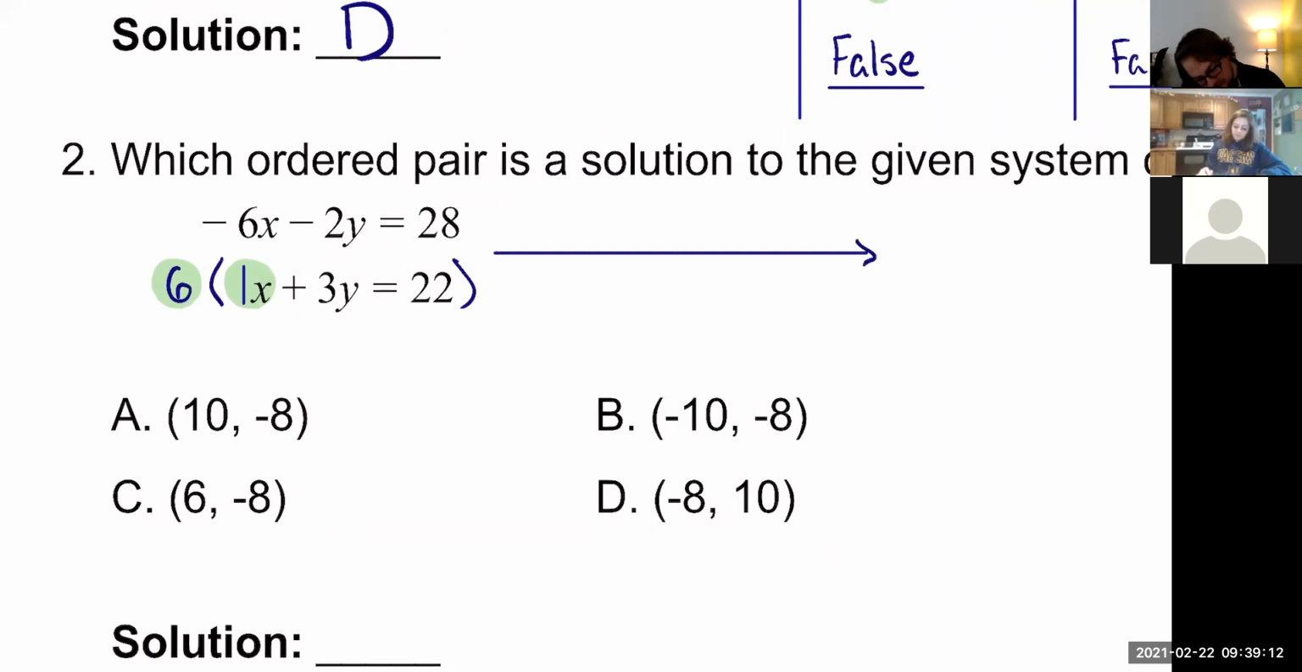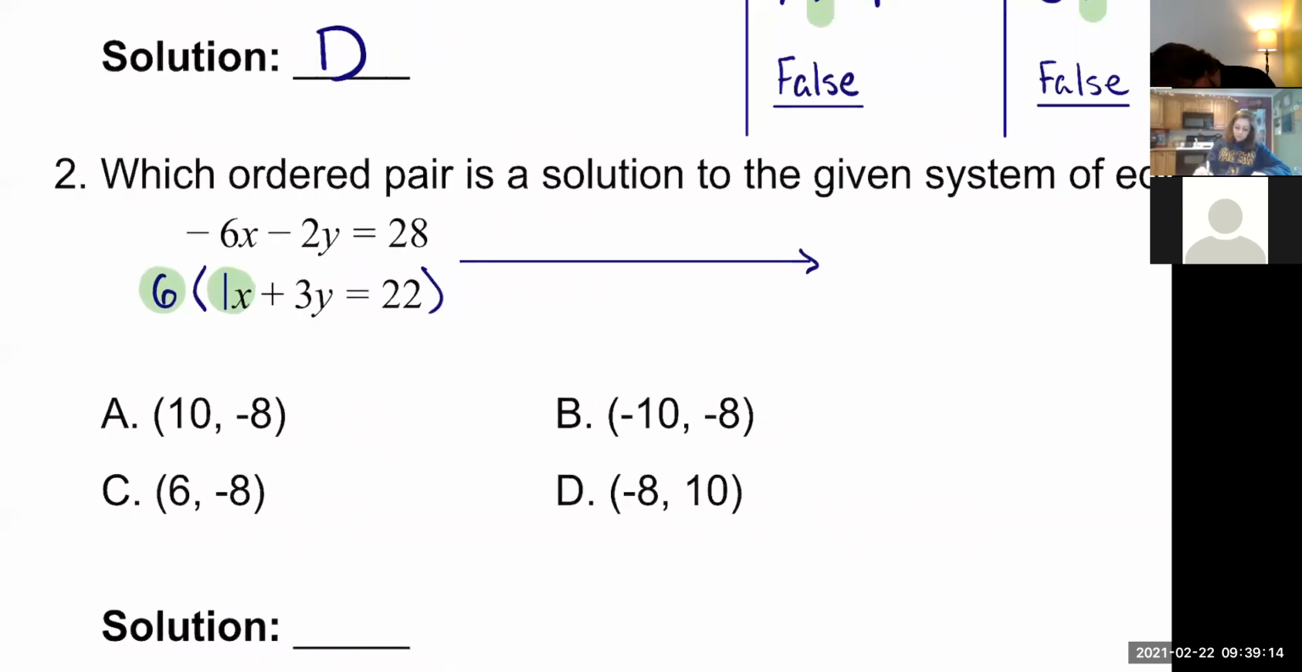Now, for the sake of room here, I'm going to bring this all the way over here. I'm not changing the top equation, so I'm going to copy it down. Negative 6x minus 2y equals 28. And then the bottom equation, everything's getting multiplied by that positive 6. So we're going to get 6x plus 18y equals, that's what, 120 plus 12 is 132. I'm sorry, 132.